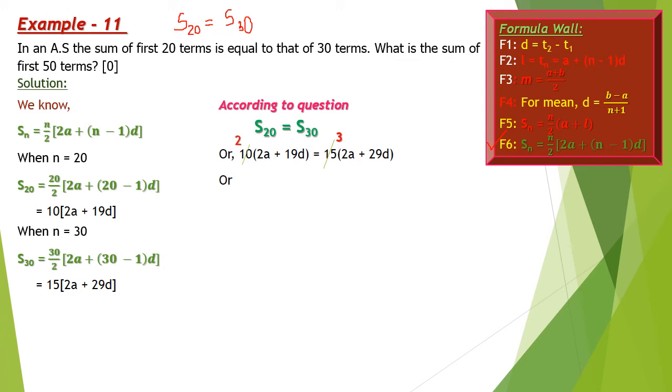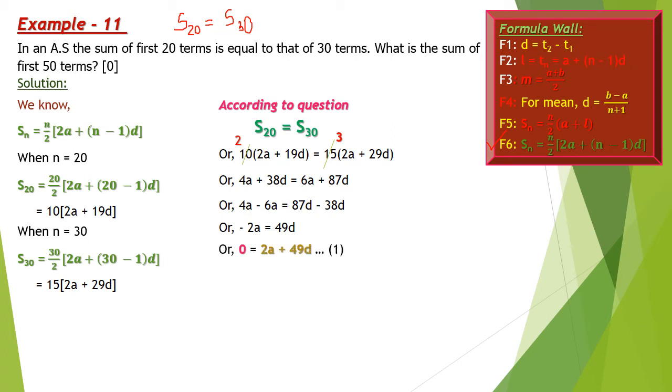Okay, now let's multiply: 4a plus 38d equals 6a plus 87d. 3 into 29 is 87, or 4a minus 6a equal to 87d minus 38d. Now that is minus 2a, sorry, 2a equal to 49d, or 0 equal to 2a plus 49d. That is equation 1.